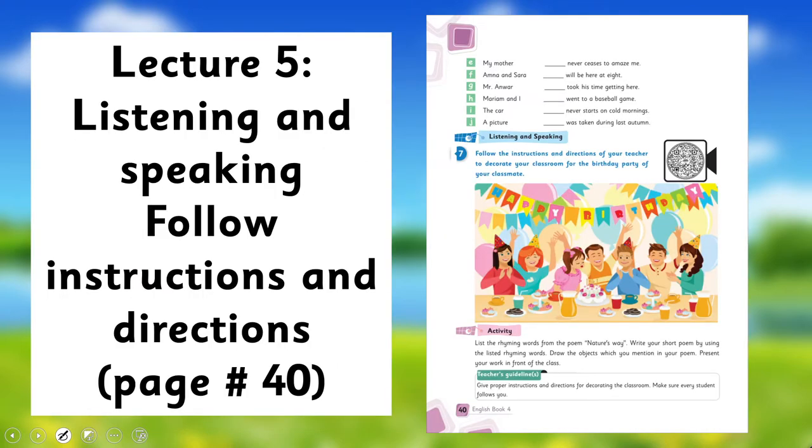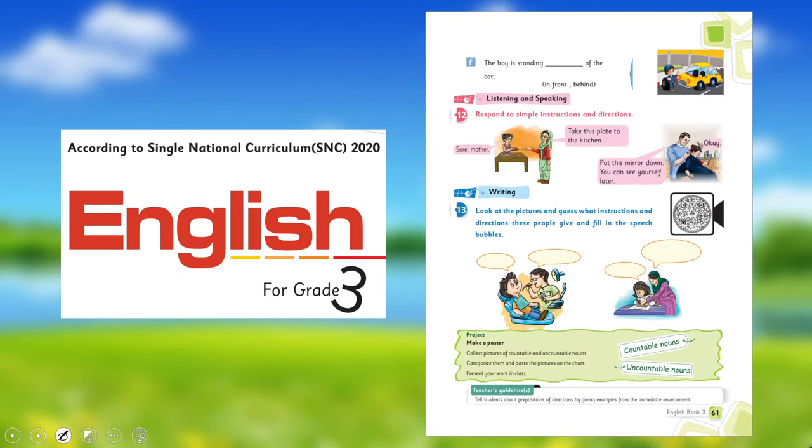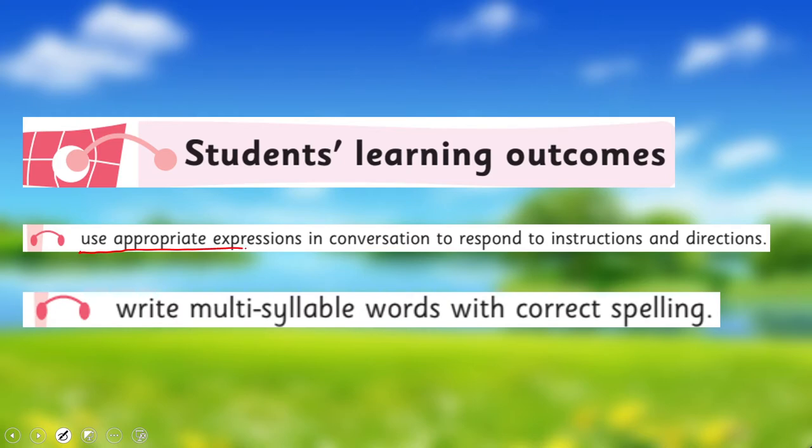Yes, my dear students, today under the title of listening and speaking, we are going to learn how to follow instructions and directions. Before this, in English for grade 3, we have already learned about instructions and directions. I hope you remember. If not, you may watch this video lecture again. And we are going to learn further to use appropriate expressions in conversation to respond to instructions and directions, and write multisyllable words with correct spellings. These are our today's SLOs.